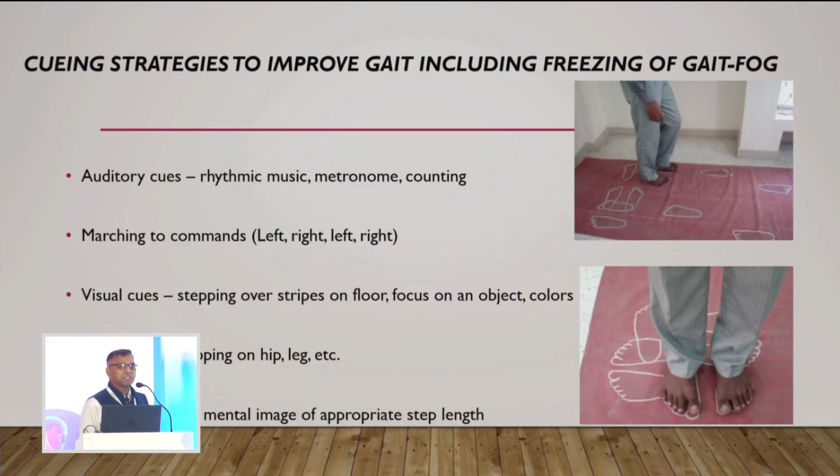So what are the strategies in some of these issues? Cueing strategies were very important for the patients who are having freezing of gait. Dual task, you may have seen a number of papers on dual task training of these patients. But cueing is very important.